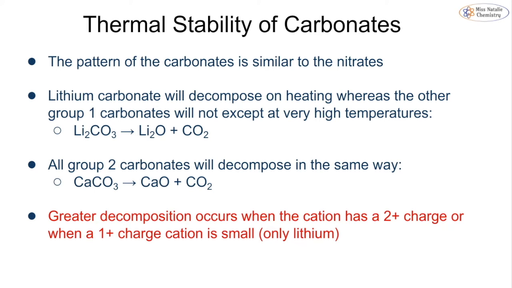And all of our group 2 carbonates are going to decompose in the same way. The example we have here is calcium carbonate decomposing into calcium oxide and carbon dioxide. And remember, our greater decomposition occurs when the cation has a 2 plus charge, or it is a very small 1 plus.